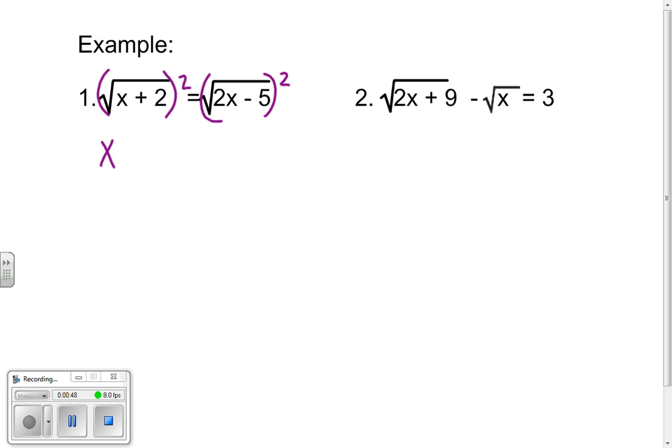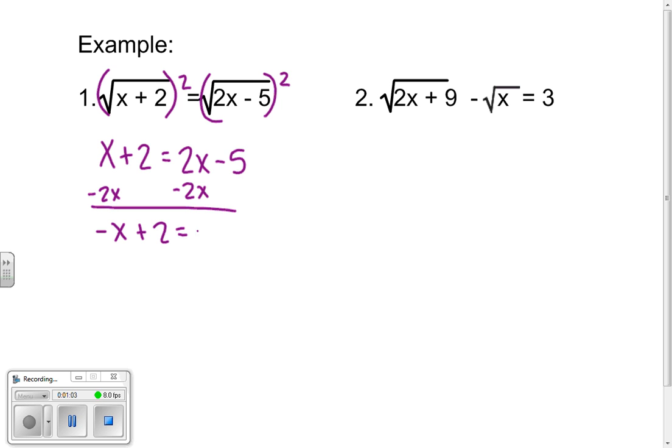Squaring the left gives us x plus 2. Squaring the right gives us 2x minus 5. This is a basic solve equation from Algebra 1. You subtract 2x from both sides. You get negative x plus 2 equals negative 5. Subtract 2 from both sides. Negative x equals negative 7. Divide by negative 1 gives you x equals positive 7.